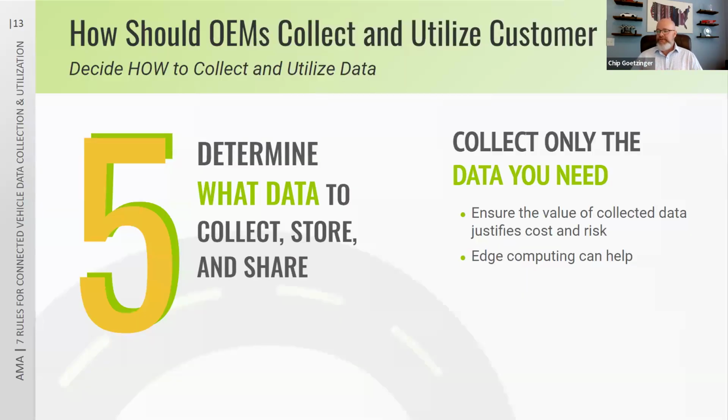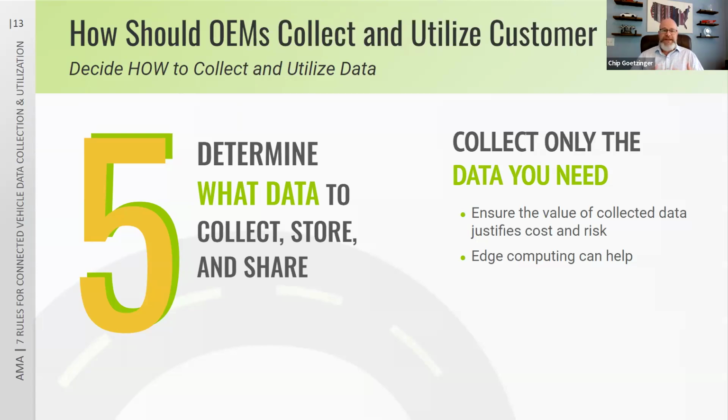So rule number 5, you've got to determine what data to collect, to store, and to share. Every piece of data that you collect carries with it cost and risk. There's cost to pull it from the vehicle, there's cost to transmit it, there's cost to store it, there's cost to manage that storage, and there's risk at every step along the way. There's risk of hackers getting to the data. There's risk of loss. There's risk of misuse. There's risk across the board. So when it's in the vehicle, when it's being transmitted, when it's being stored, and when it's being utilized.